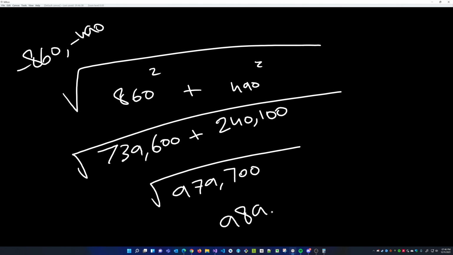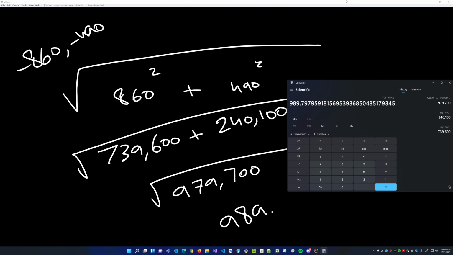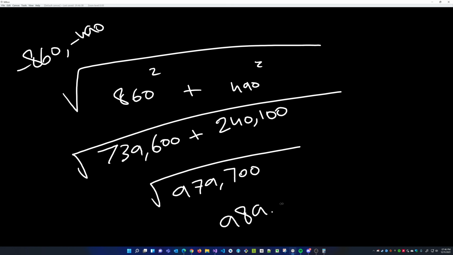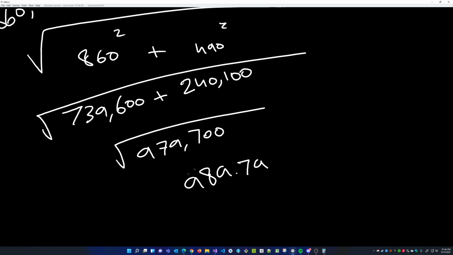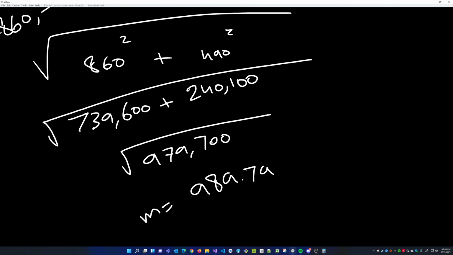Nine eight nine point 989.79. Right? So this is the magnitude of my vector. This is how long it is. It is 989 pixels and 79.